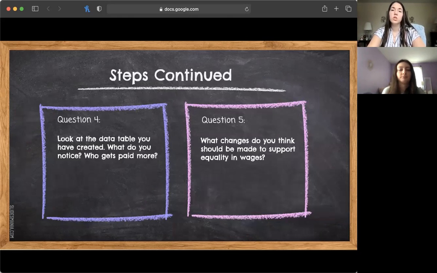For our next question, we would have the students look at the data table in the previous slide and look at what the differences are, what they notice, and which gender gets paid more. And for question 5, we want them to come up with a strategy to see what changes could be made and how wages could be equal and things like that.